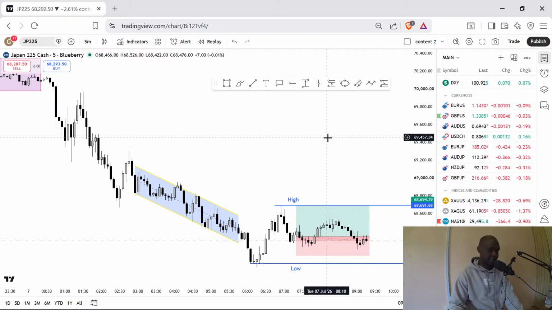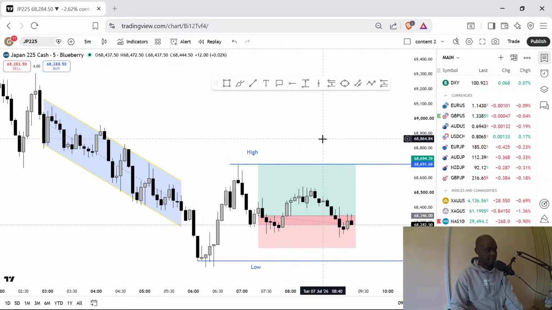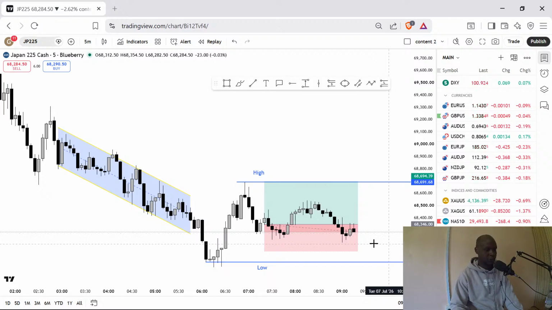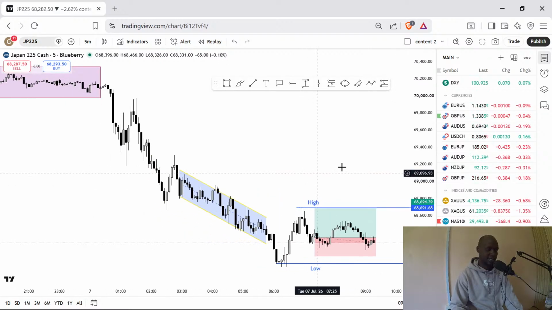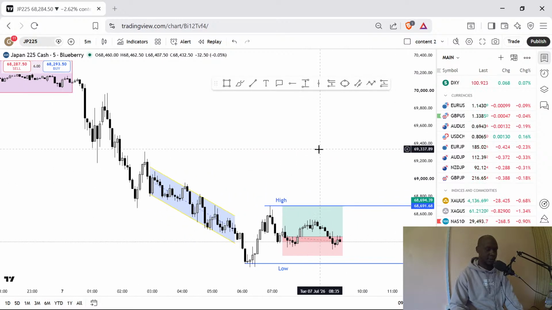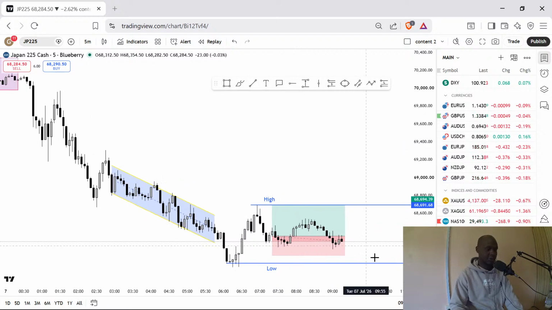As I said, for this London session, I only had 2 pairs on watch, the NAS 100 and the JP225. And I got an entry on the JP225, which is currently slightly in drawdown. And we're going to wait and see how price is going to play out. My stop is at this level.